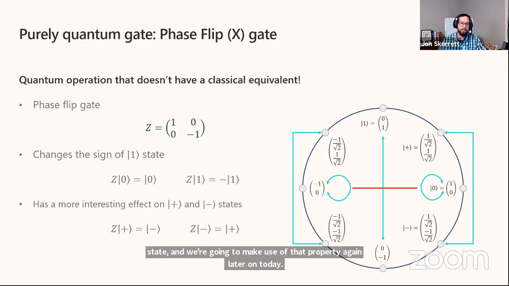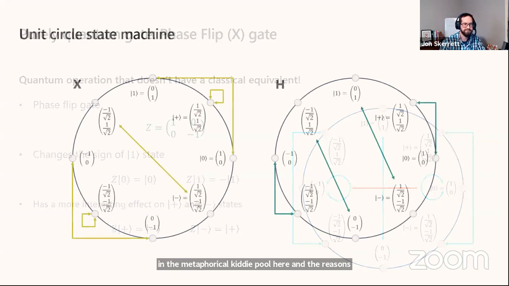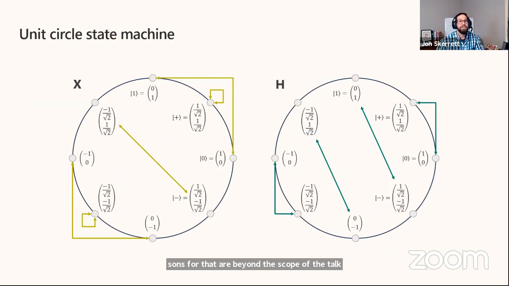And again, you can think about this gate as a reflection across the horizontal axis. And yeah, there's some complex reasons why it's called the Z gate when things look here like a reflection across the x-axis. While the unit circle is a great tool for learning quantum computing, we're still playing in the metaphorical kiddie pool here, and the reasons for that are beyond the scope of the talk. So this is a lot of information to take in, especially if you're not super familiar with matrix multiplication. So for today, those are going to be the only states that are shown on the circle.